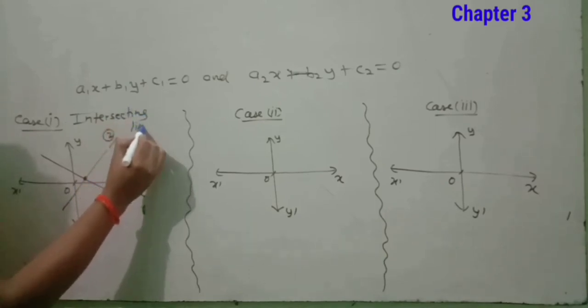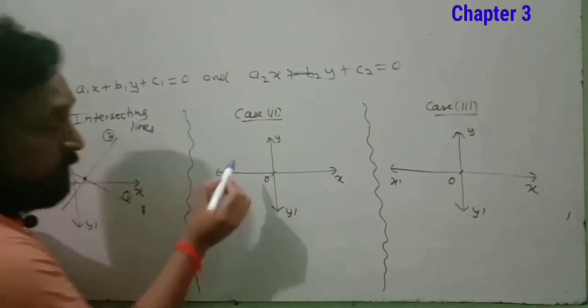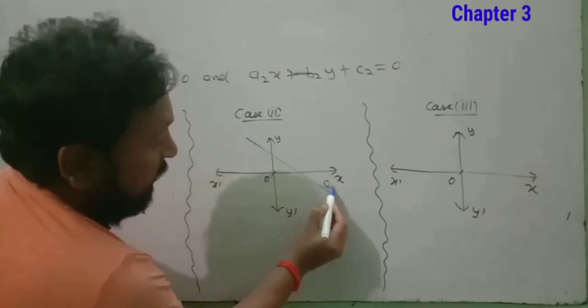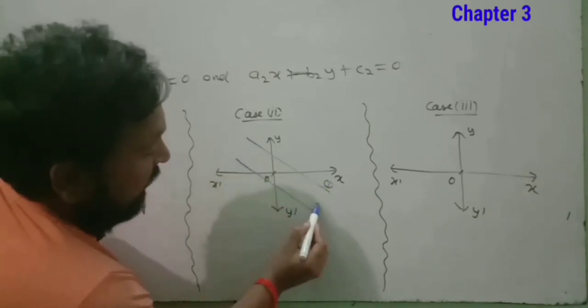Second, suppose this is the first line drawn here and this is the second line drawn here.